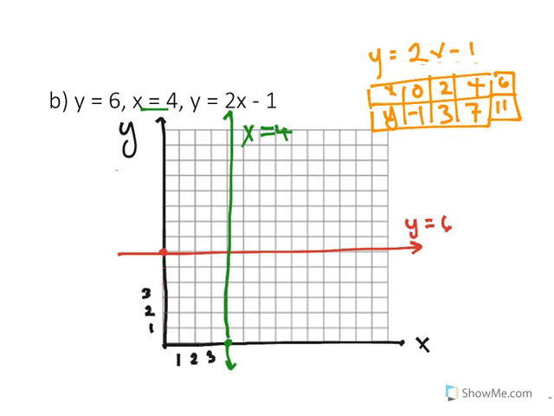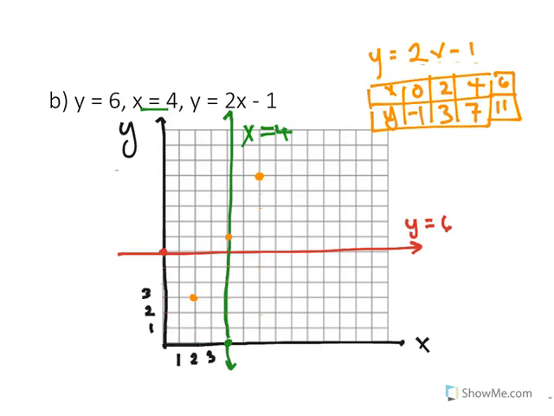So graph. (0, negative 1). My graph doesn't have it, so I'm going to skip that for now. (2, 3). (4, 7). 1, 2, 3, 4, 5, 6, 7. (6, 11). My graph will run out of space, but I think I can do this. 4, 5, 6. 1, 2, 3, 4, 5, 6, 7, 8, 9, 10, 11.